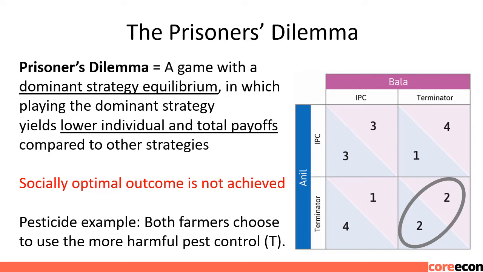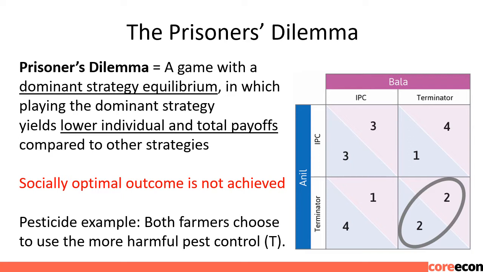The first is to use an inexpensive chemical called Terminator, T. It kills every insect for miles around. Terminator also leaks into the water supply that they both use. The second is to use integrated pest control, IPC, instead of a chemical. A farmer using IPC introduces beneficial insects to the farm. The beneficial insects eat the pest insects.